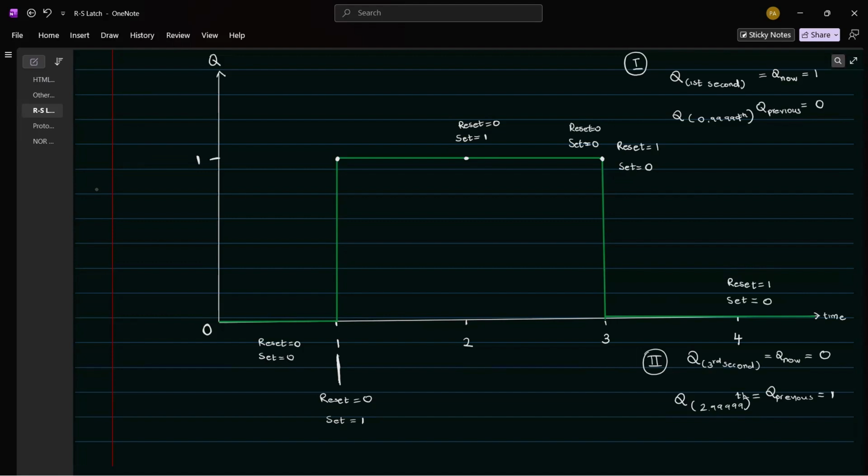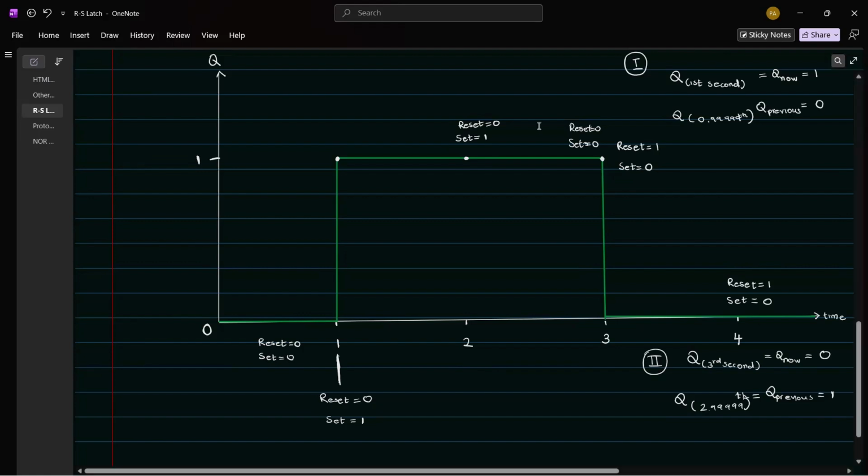No. Why? Reset equal to 1 and set equal to 0 always puts the condition Q equal to 0. And set equal to 1 and reset equal to 0 always puts Q as 1. That is what I was trying to say.